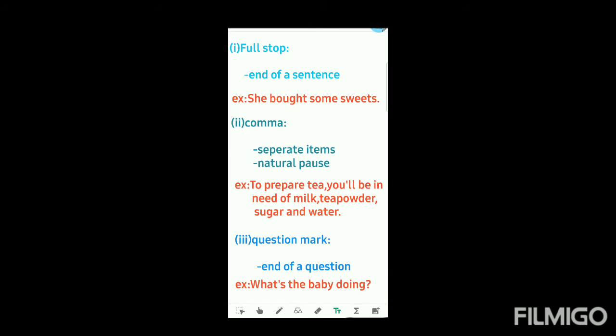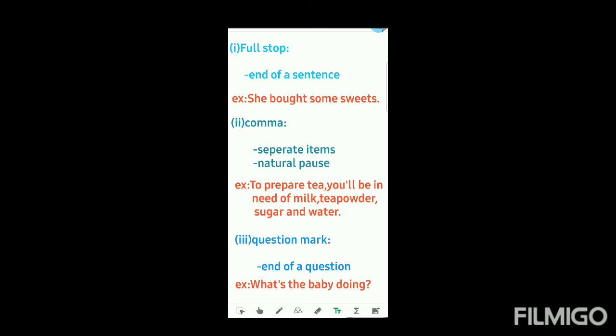To prepare tea, you will be in need of milk, tea powder, sugar, and water. In this case, I have used a comma after "to prepare tea", because here you have to give a stress or a natural pause in order to understand. So how should you read this? To prepare tea, you will be in need of milk, tea powder, sugar, and water. And the next case is I have used commas to separate items like milk, tea powder in this case.